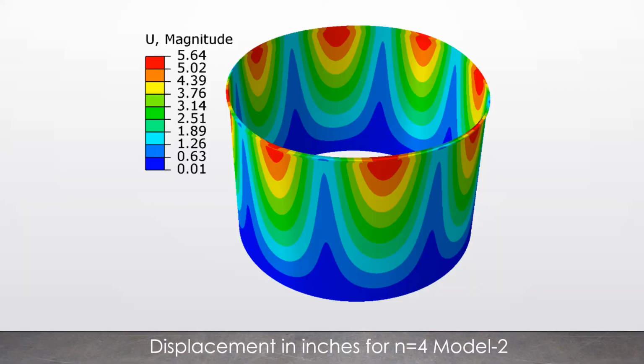This is a result for model 2 with cos 4 theta component from a primary investigation. You can see the maximum magnitude of displacement taking place near the wind girder and shell junction.